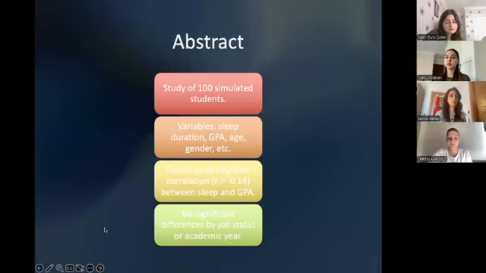Our goal was to test if there is a statistically significant relationship between students' average sleep duration and their GPA. We applied descriptive statistics, normality tests, and hypothesis testing to analyze the data.